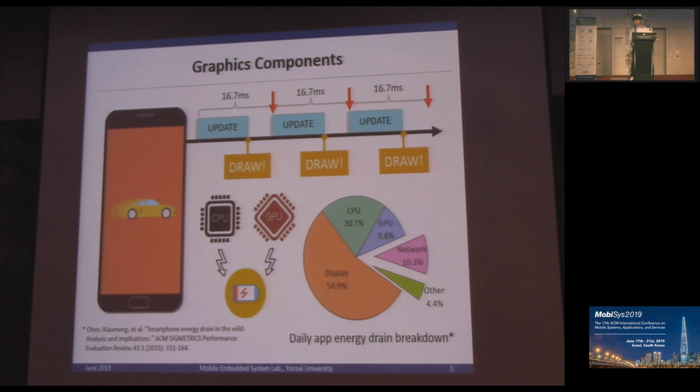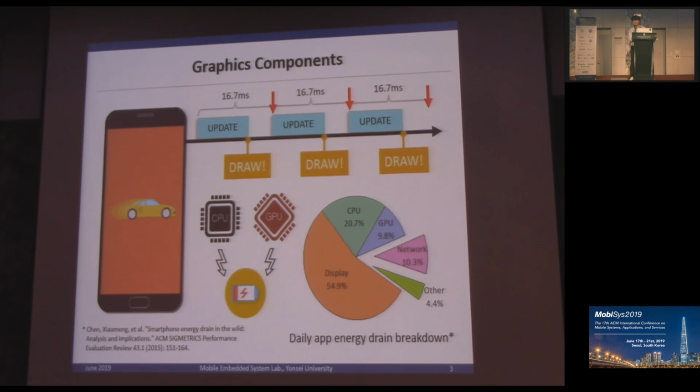One of the most energy-consuming tasks in smartphones is graphics, drawing frames on the screen. Let's look at this pie graph. Many previous research studies discussed three main components that consume most of smartphones' energy: CPU, GPU, and display. These components are deeply related to the graphics.